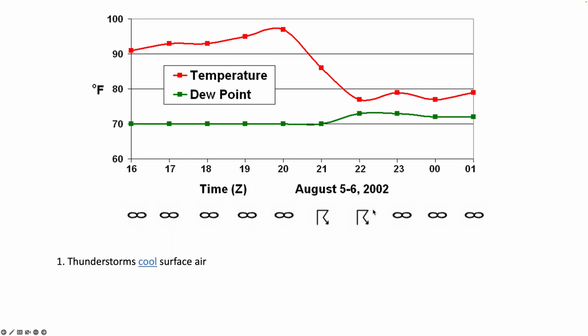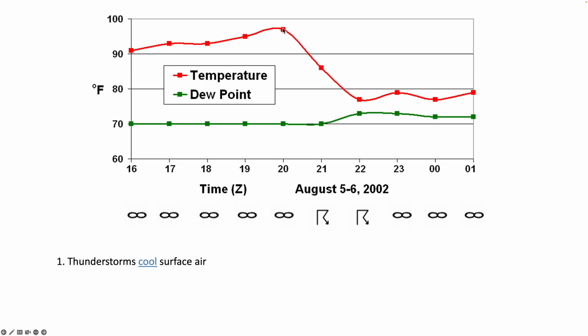So here is a really simple panel from a meteogram. It's an old one from Texas from the 5th and 6th of August of 2002. You can see at this location we have a hot day. Temperature is rising through the 90s until about 20 Z in the afternoon. And then this location has a thunderstorm. So you can see thunderstorms being reported at 21 and 22 Z.